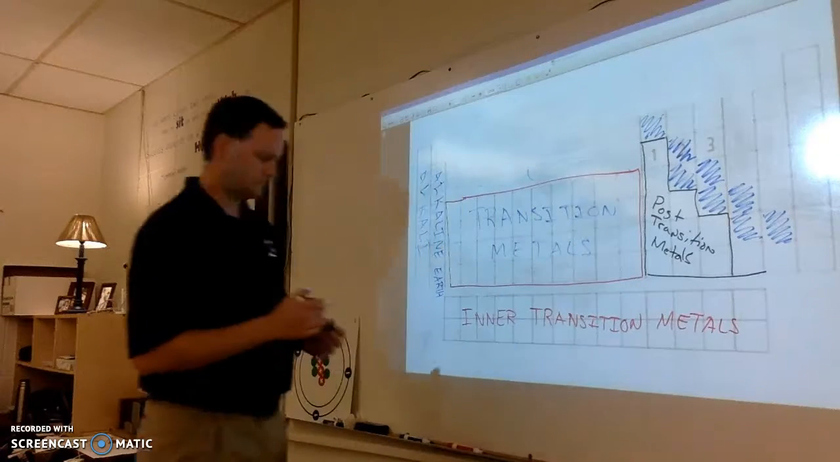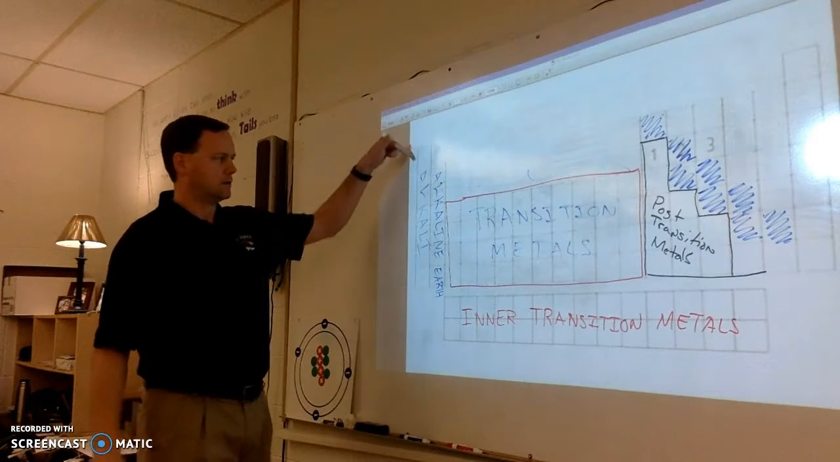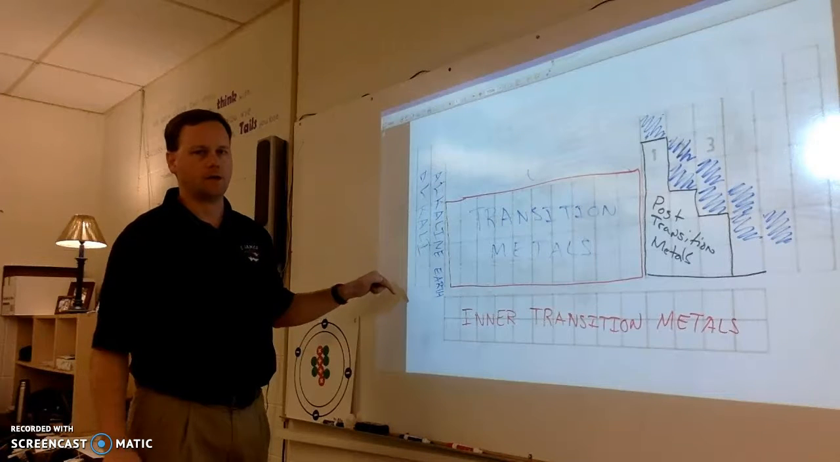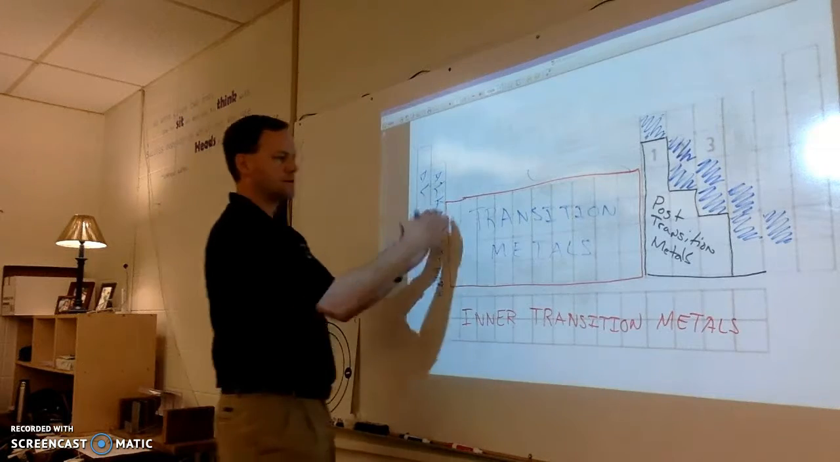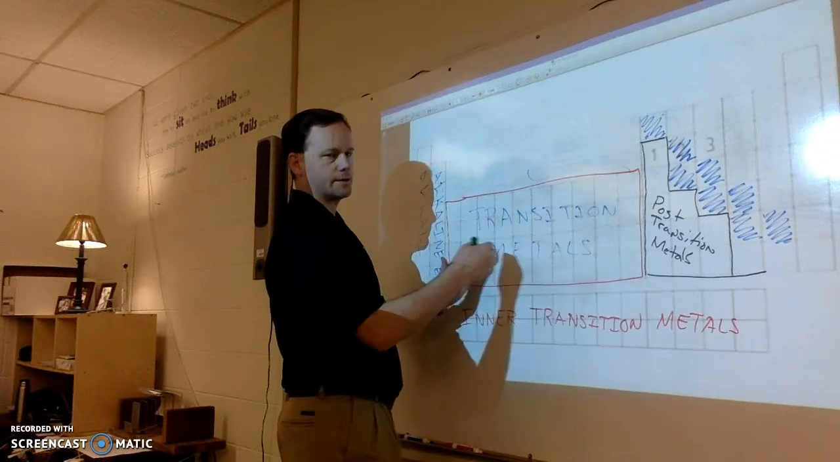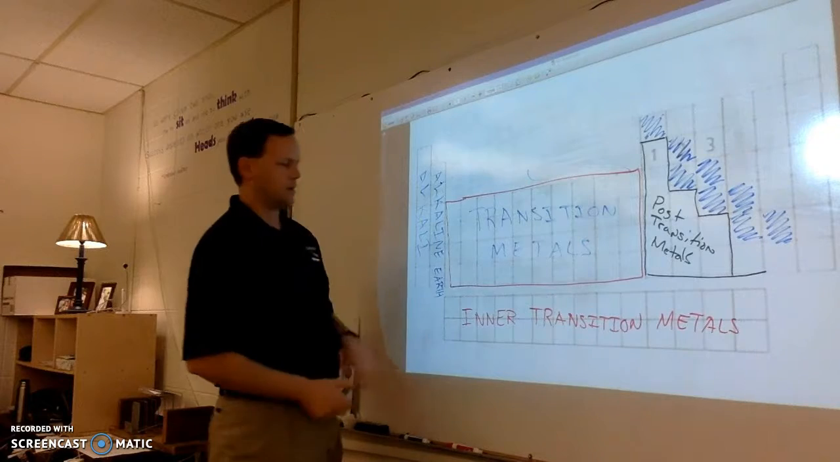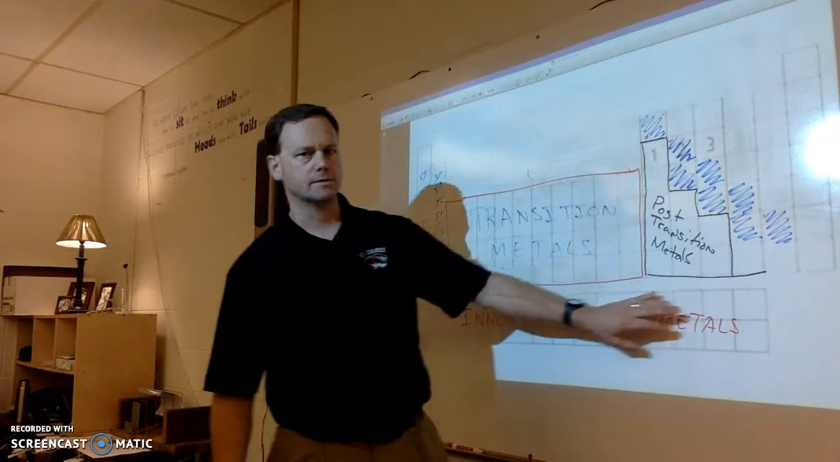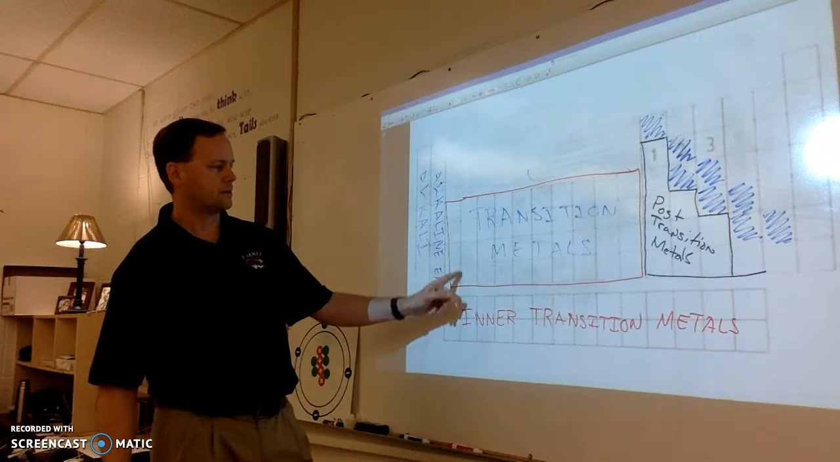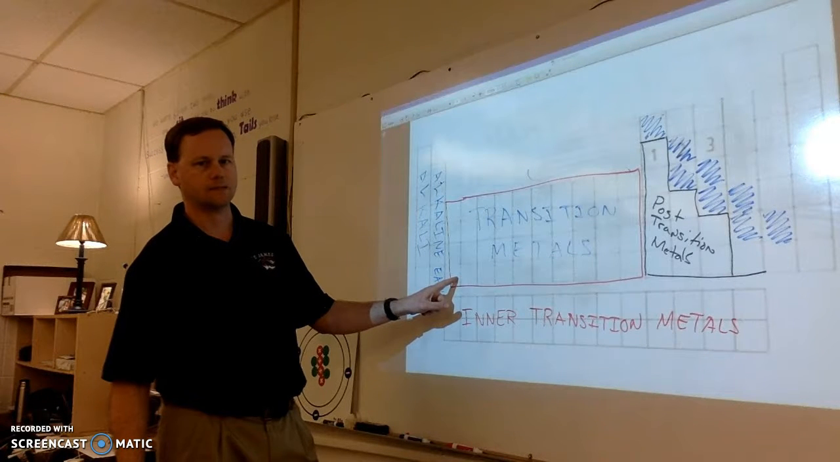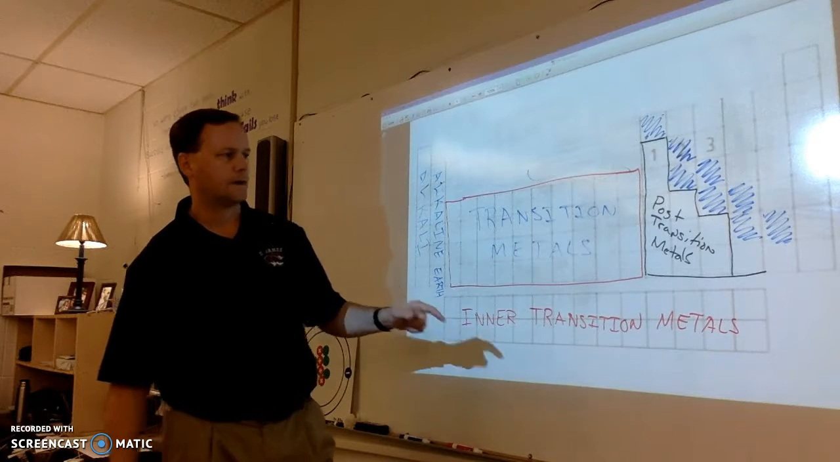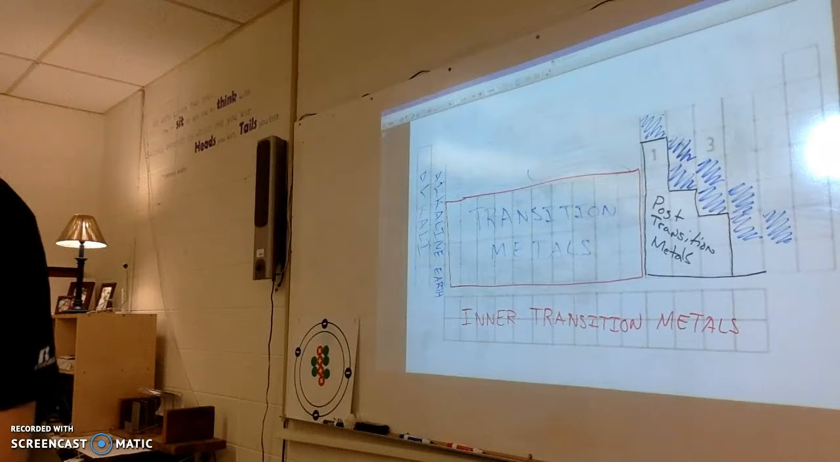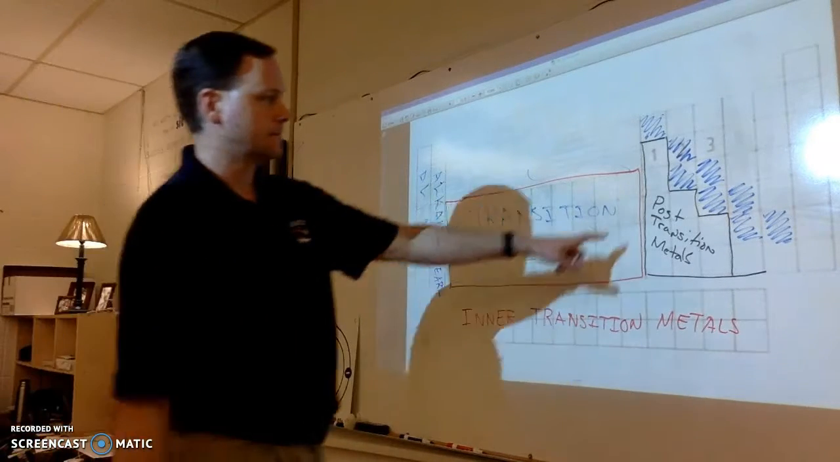So let's review these real quick. Group 1, column 1, alkali metals. Group 2, column 2, alkaline earth metals. Groups 3 through 12 on the periodic table are your transition metals. Down here are the intertransition metals, and they would actually go right in here, after lanthanum and actinium. This would be the lanthanide series, actinide series. And then we've got our post-transition metals right here.